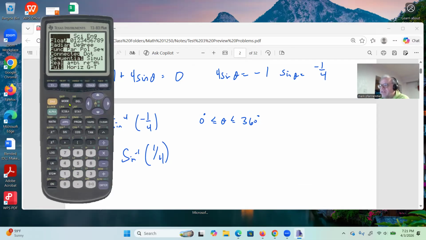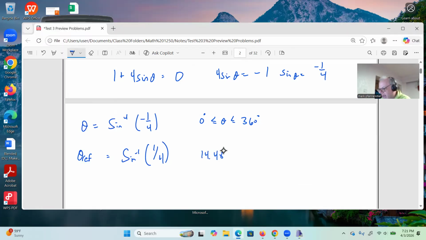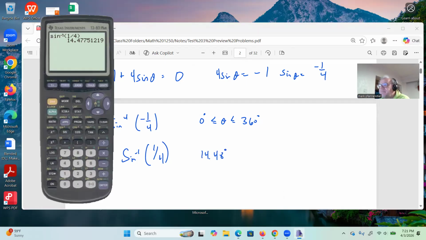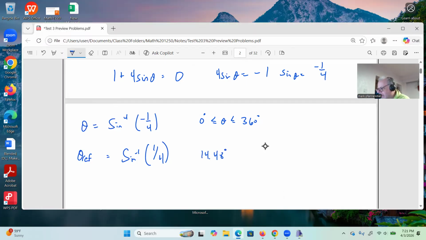So we can go ahead, let's check our modes here. So we are in degrees. Okay, and we're going to say the inverse sine of 1/4. Okay, let's say ta-da, we have 14.48 degrees. Okay, so we have 14.48 degrees here. Okay, just double checking that one. Yep, 14.48 degrees. Now, where the heck is this?